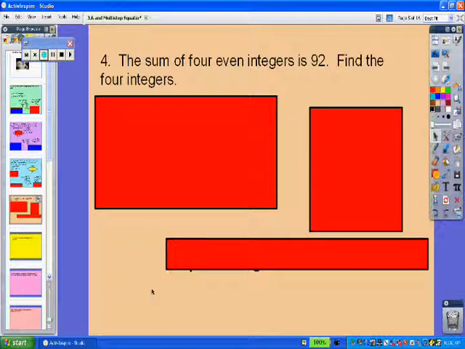Okay, next one. The sum of 4 even integers is 92. Find the 4 integers. Go ahead, solve it, pause, and reveal the answer.